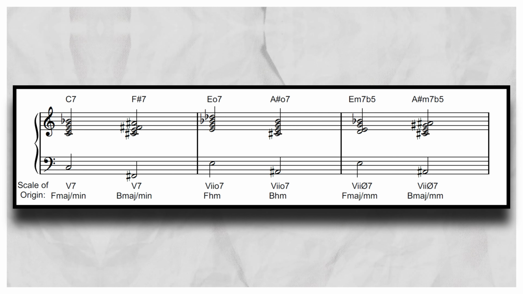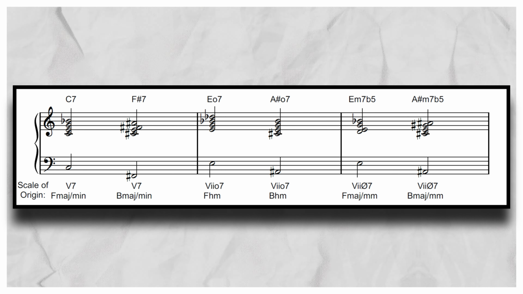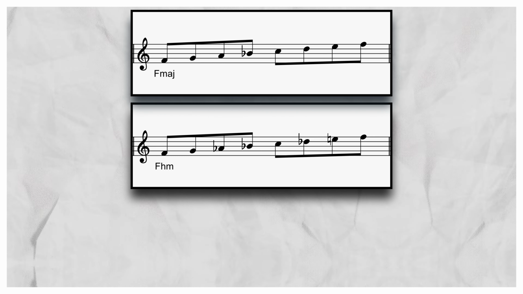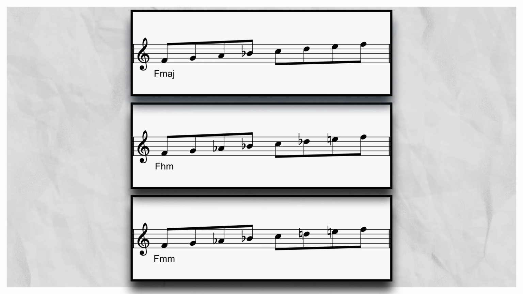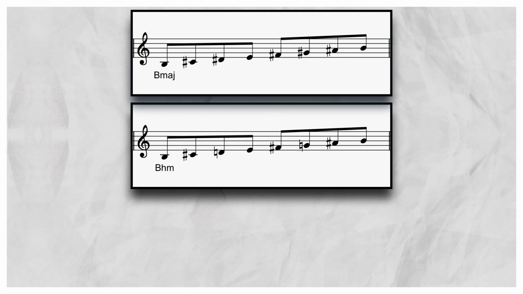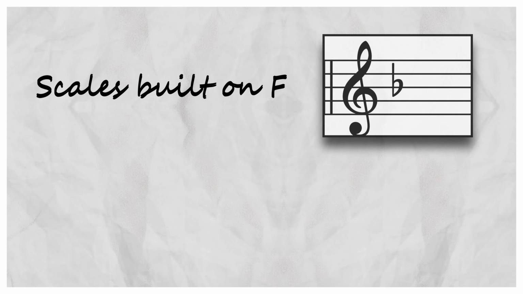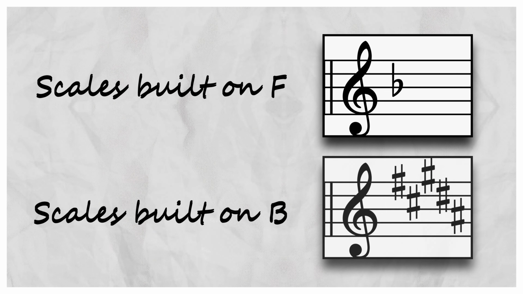Therefore, all of these chords will appear in some form of the following scales: F major, F harmonic minor, F melodic minor, B major, B harmonic minor, and B melodic minor. Note that there are essentially two very broad categories of scales here. Scales built on F and scales built on B. And by the way, it's no coincidence that the root of these scales are a tritone apart.